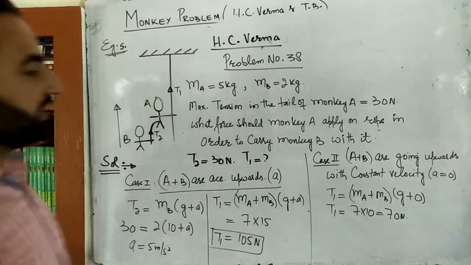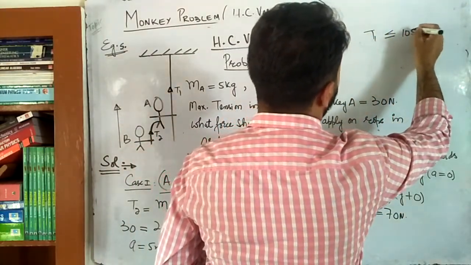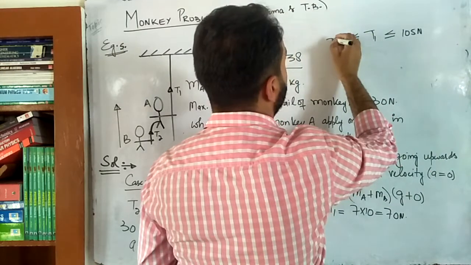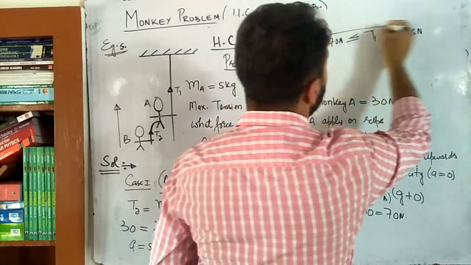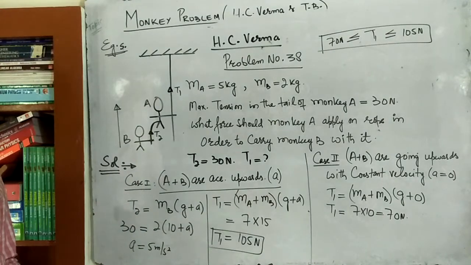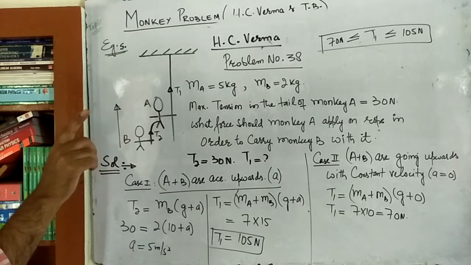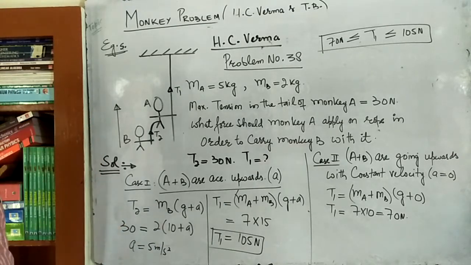Now finally I will write that the tension T1 must be less than or equal to 105 Newton and greater than or equal to 70 Newton. It must lie between these two. Only in that situation will the two monkeys, monkey A and monkey B, move upwards. With 70 Newton, constant velocity; applying a force of 105 Newton, a maximum acceleration of 5 meters per second square.